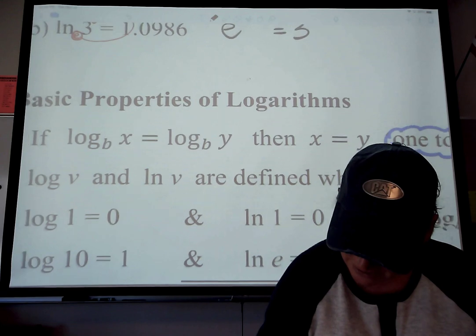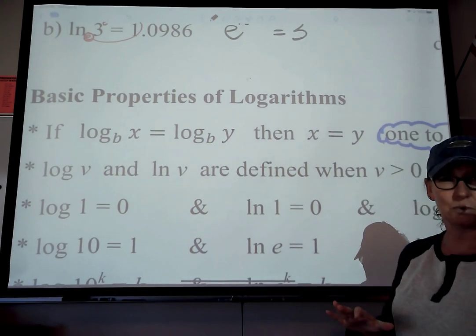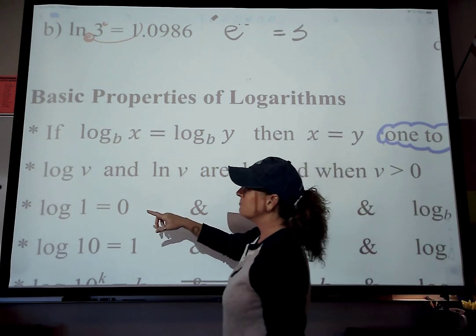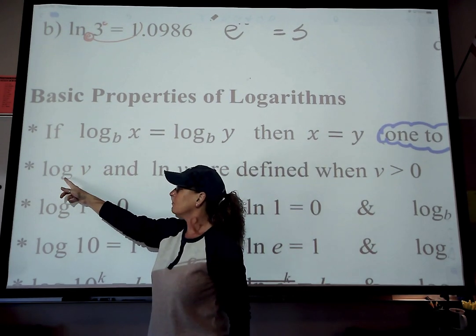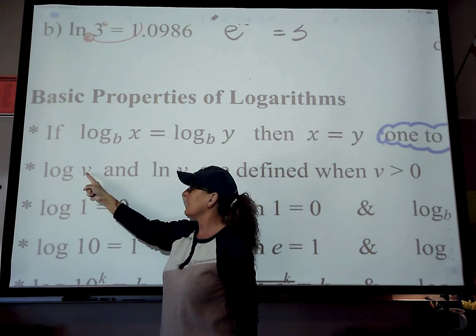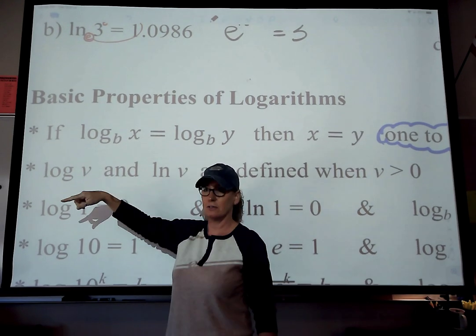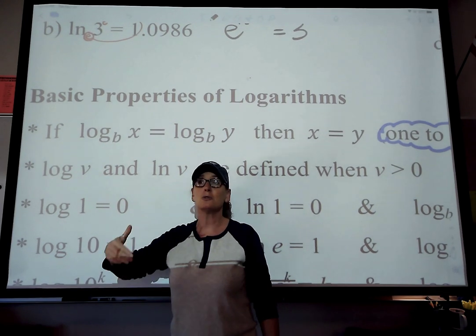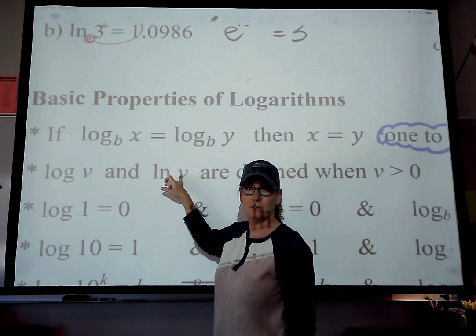Next thing I'll point out, and you don't have to memorize this yet, this is more like a calculus thing where you really need to know a lot about logarithms, but let me just throw this out. The common log and the natural log, actually all logs, are only defined when what you're taking the log of is positive. You can only do a logarithm if what you're taking the log of is positive. Why is that?